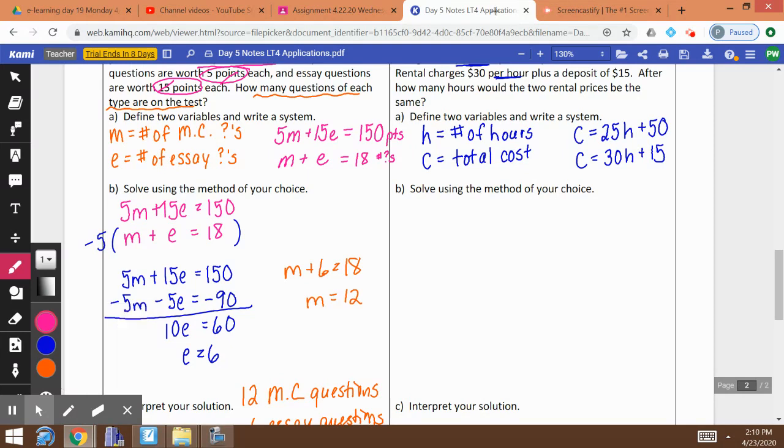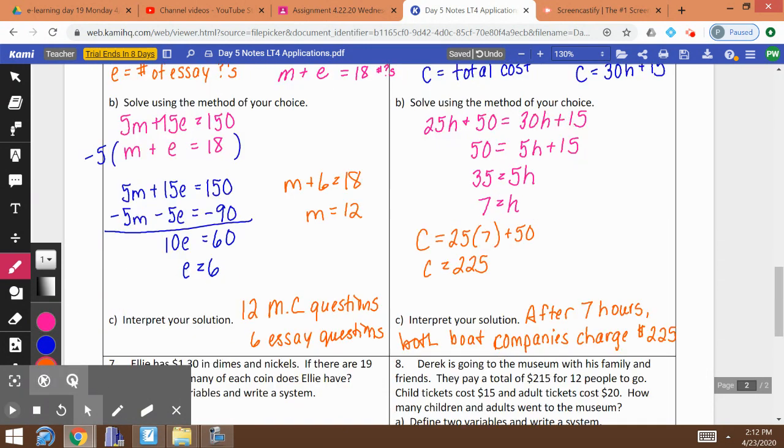So when I look at this, I see both equations are solved for C. So if both of these things equal the cost, really substitution is going to be an easy method. If the cost for one boat place is 25H plus 50, and the cost of the other boat place is 30H plus 15, those 2 costs have to equal each other. And then we can go through and solve it. This is actually your substitution method. Again, I'm going to pause it. You can pause it too and do the solving on your own here real quick.